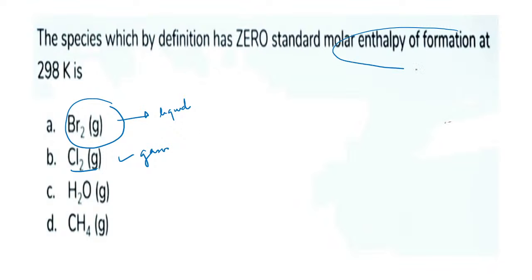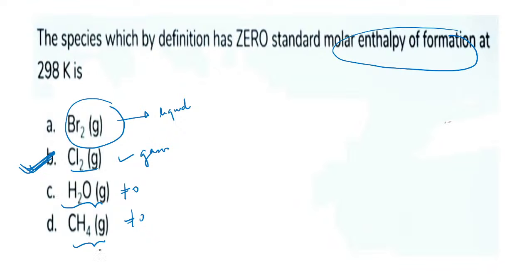Right, so at 298 kelvins, or room temperature, Br2 is liquid, and Cl2 is definitely gaseous. They have asked for standard enthalpy of formation. For H2, it's definitely not equal to 0 because it's a molecule, not an element. For elements, basically it's 0. For CH4 also, it's not equal to 0. So the correct answer is option B.